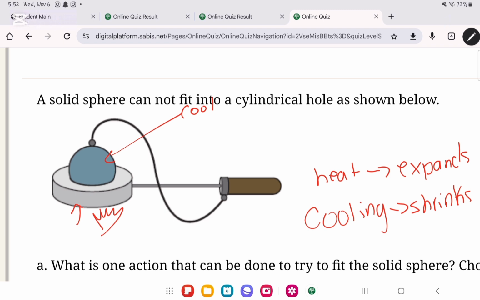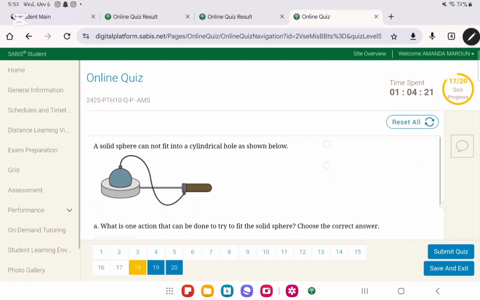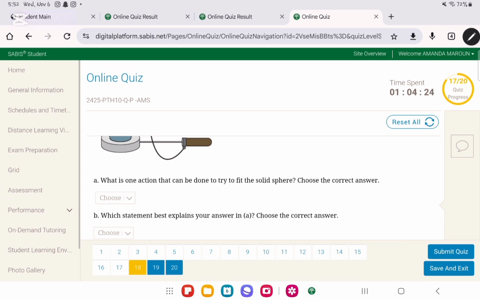Whereas cooling, okay, if the particles were a little bit loose, they're moving around, they're bumping into each other, they have a lot of kinetic energy. If you cool it down, then the kinetic energy is going to decrease. And when the kinetic energy decreases, then the particles will become very compact, very close and tight together, and then it will become smaller.